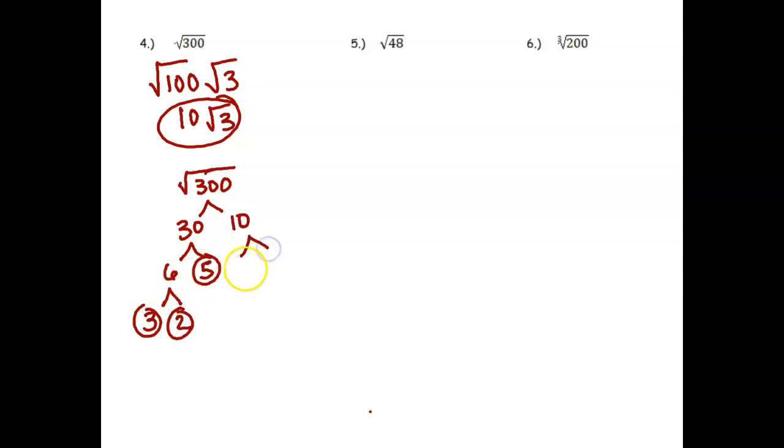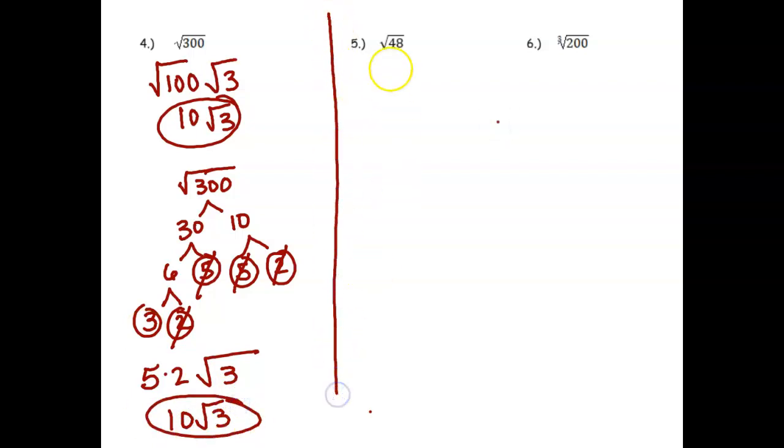Or if you did it the other way, you started with 300 and maybe you did 30 times 10, and then you said 6 and 5 for your 30, and then you had 3 and 2. And for 10, maybe you had 5 and 2. So I've got all my prime factors. If I look for my pairs, I've got a pair of 5s that gets pulled out, times a pair of 2s that get pulled out. What's left over is just the 3. That goes inside the radicand, and again, I'm left with 10 radical 3.